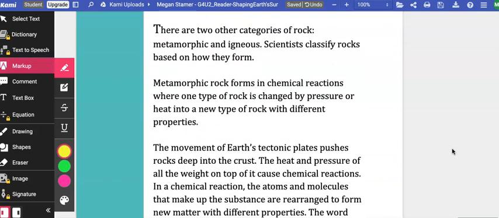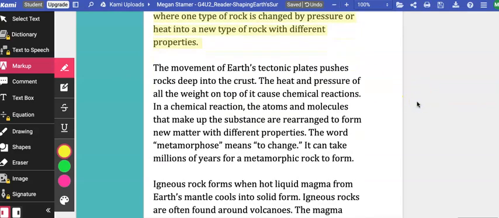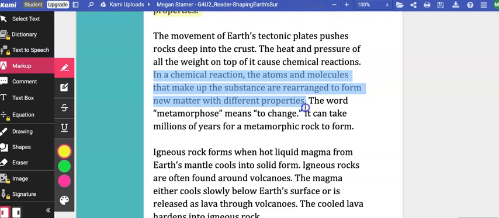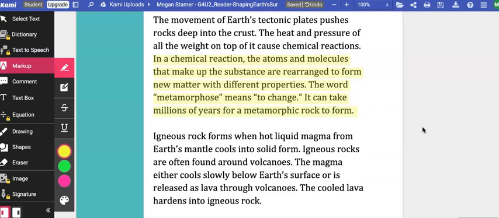Categories of rock. There are 2 other categories of rock, metamorphic and igneous. Scientists classify rocks based on how they form. Metamorphic rock forms in chemical reactions where one type of rock is changed by pressure or heat into a new type of rock with different properties. The movement of Earth's tectonic plates push rocks deep into the crust. The heat and pressure of all the weight on top of it causes chemical reactions. In a chemical reaction, the atoms and molecules that make up the substances are rearranged to form new matter with different properties. The word metamorphose means to change. It can take millions of years for a metamorphic rock to form.